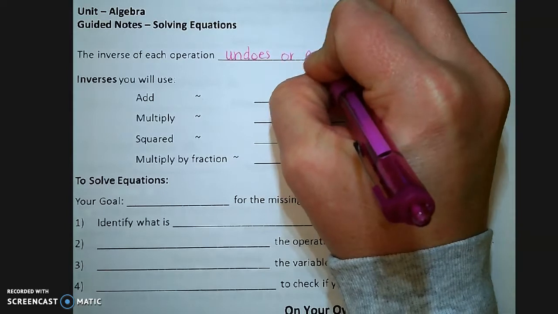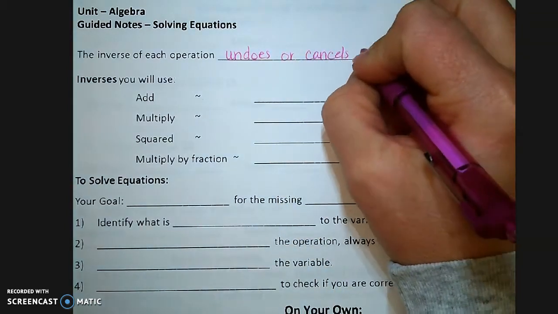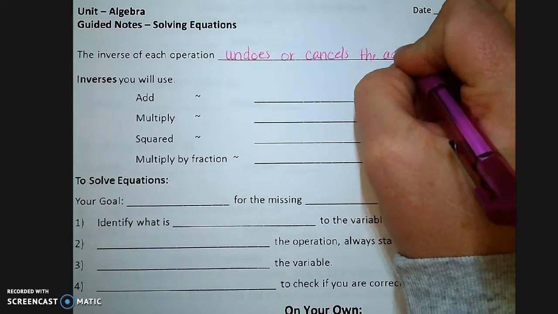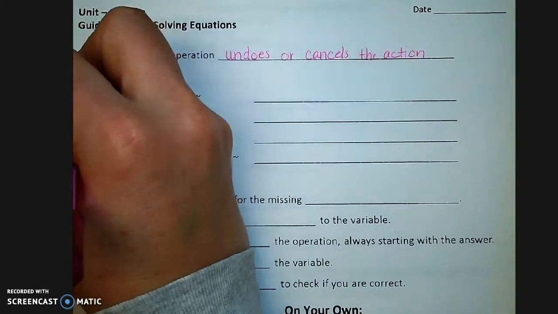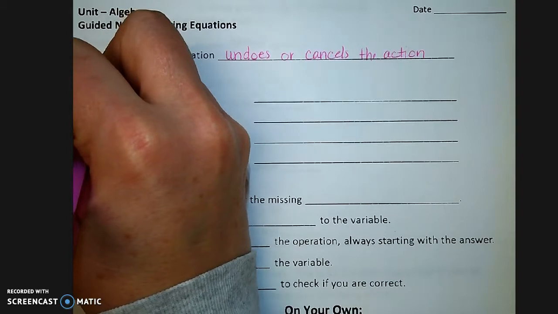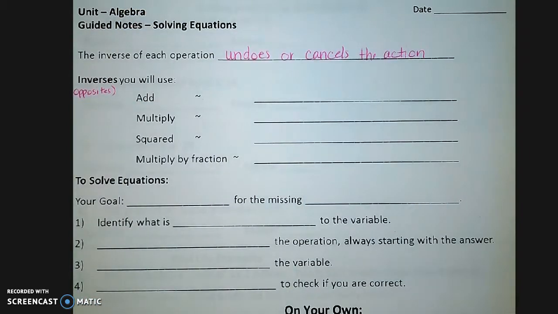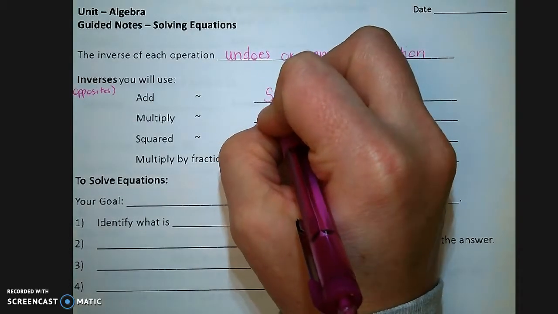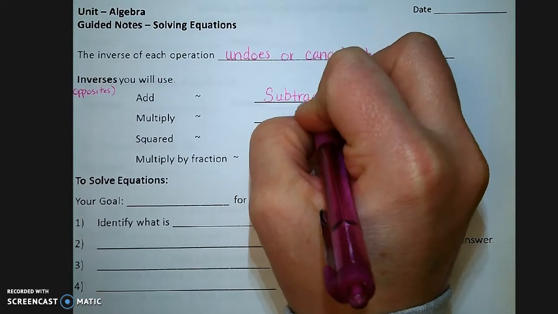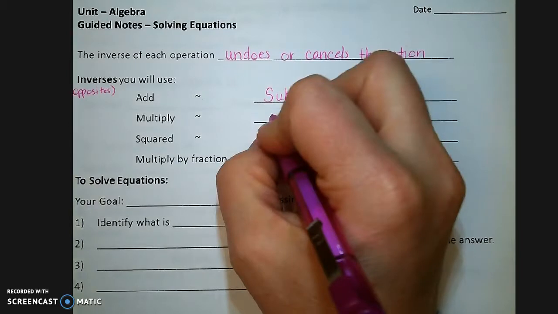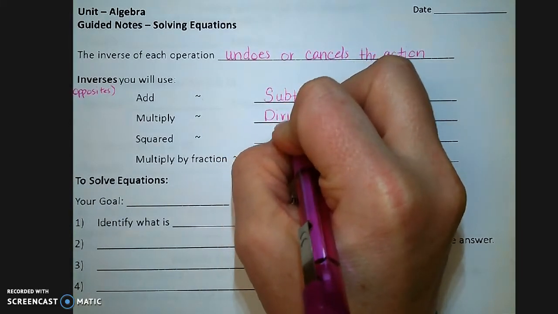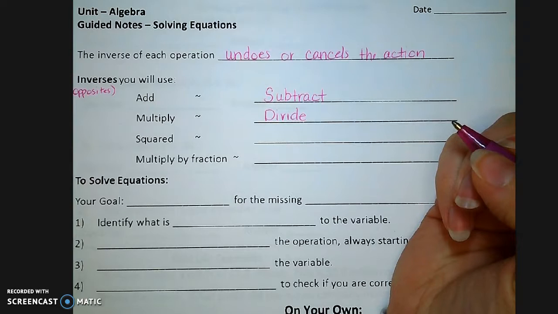So the inverse of an operation undoes or cancels the action that occurred, or the operation that occurred. So inverses are opposites, just in case you've forgotten that. The inverse, or opposite, of addition would be to subtract. So if I'm adding something, I can undo that by subtracting. And if I multiply, I can undo that by dividing or using division.